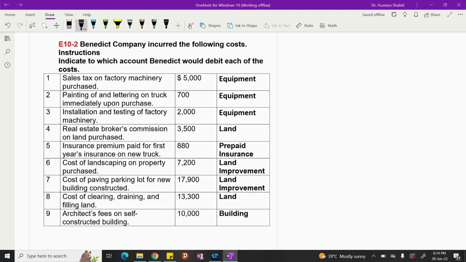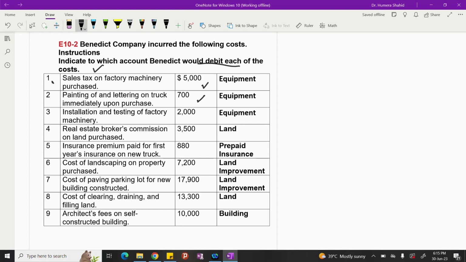10-2 says that Benedict Company incurred the following cost. So I have added all the costs again in tabular form. There are 9 transactions, and indicate to which account Benedict would debit each of the following costs. So the only difference between question number 1 and question number 2 is that in question number 1 amounts were written with the statements, and in question number 2 they are separate in dollars. So in the same way, read, identify and debit.